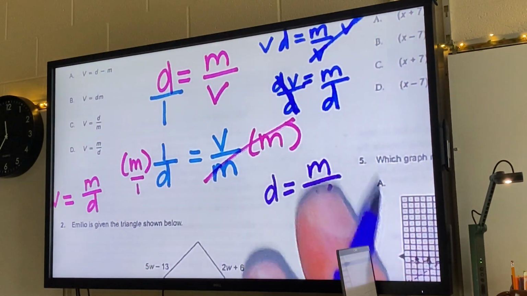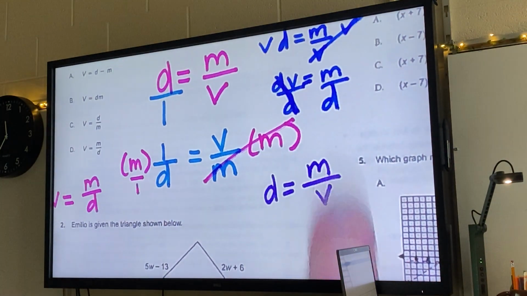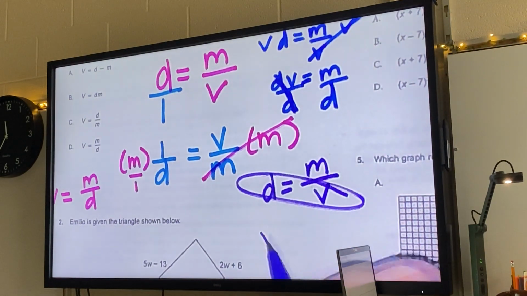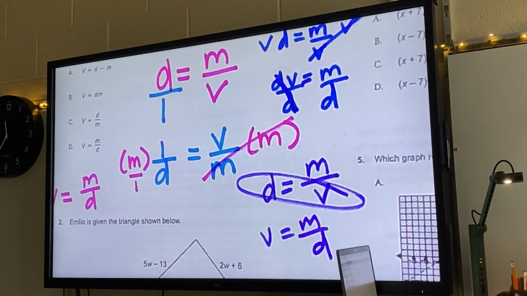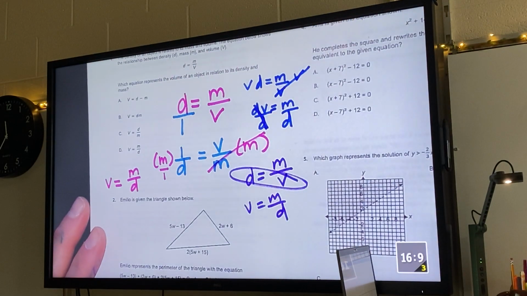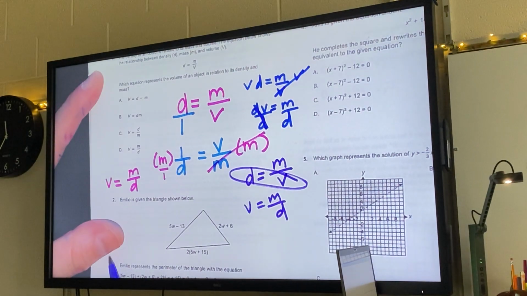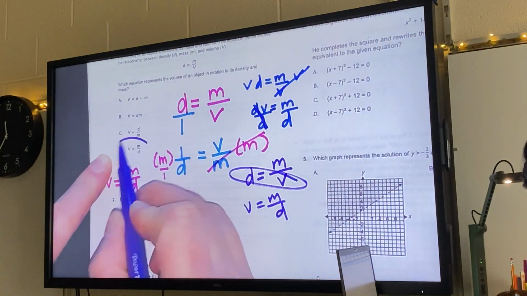Any time you have this situation where something equals a fraction, a ratio, you can just switch those two. So V equals M over D. We do that in pre-cal all the time. Was the way I did it more basic, standard? I think they all work. As long as you get it right, I'm a happy math teacher. So what letter goes with M over D? Is that D? Yeah. All right, good.